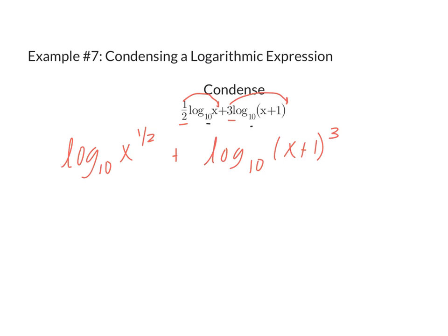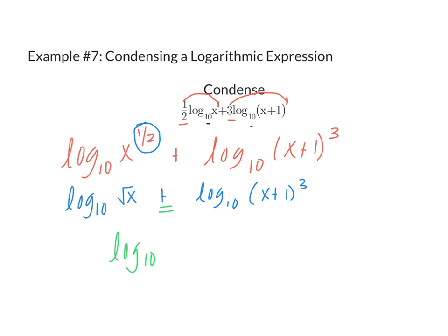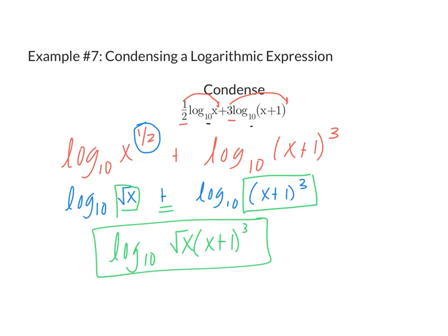Now let's also deal with the fact that this power says 1/2. Since it is 1/2, we know that really means square root. So that's log base 10 of the square root of x plus log base 10 of x plus 1 cubed. The final thing we're going to take care of is this addition sign. Remember, addition, when we are condensing, means multiplication. So our final answer will be log base 10 of the square root of x times x plus 1 cubed. In other words, all I did was take these two pieces and put them together. So this is our final answer.